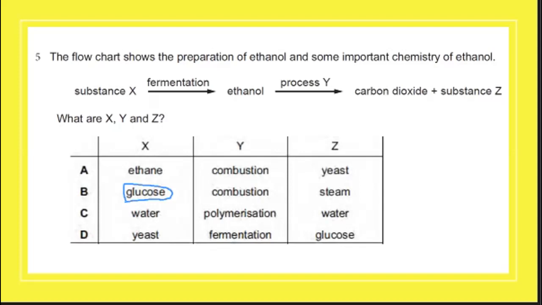The process that will give me carbon dioxide and something else is supposed to give carbon dioxide and water. Carbon dioxide and water is produced, so that process Y is combustion. So the answer to this question is B as in boy. Substance X is glucose, the process Y is combustion and it produces carbon dioxide, and the substance Z is water or water vapor, which is D. So hence the answer is B as in boy.